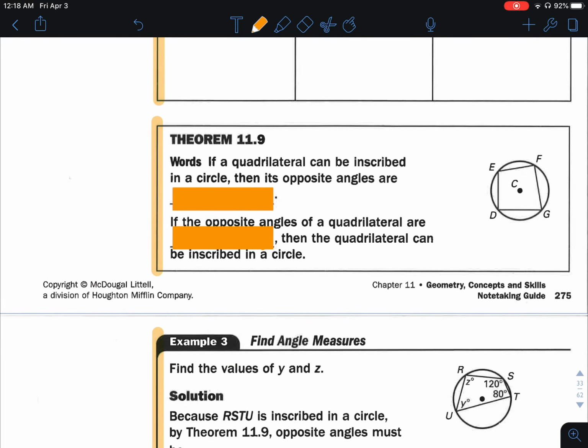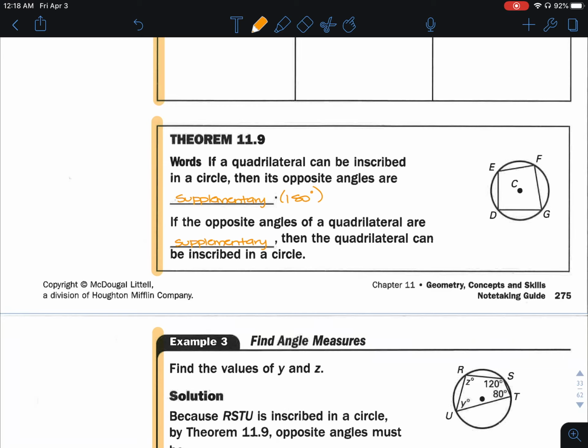Let's talk about theorem 11.9. So if a quadrilateral can be inscribed in a circle, then its opposite angles are supplementary. Supplementary, again, means 180 degrees. If the opposite angles of a quadrilateral are supplementary, then the quadrilateral can be inscribed. If they are not supplementary, it cannot be inscribed. Again, we know inscribed is inside.